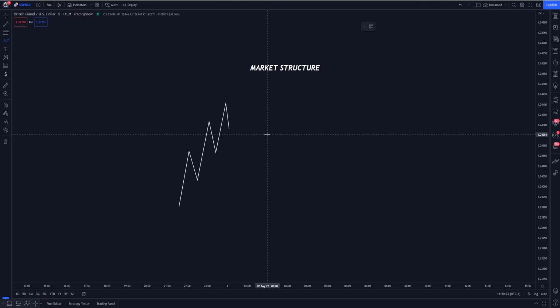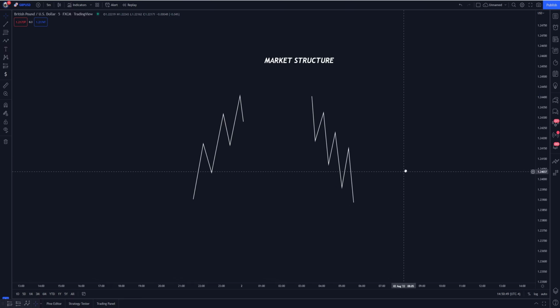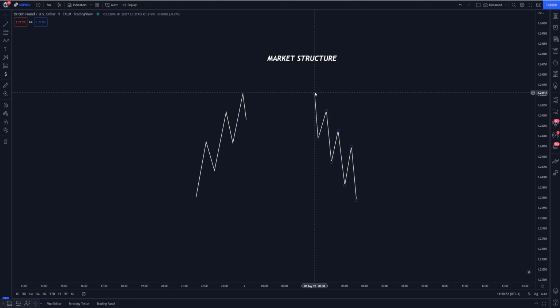When you want to identify a bearish trend, you would be looking for lower lows and lower highs. So this is what a lower low and lower high looks like. Lower low, lower high, lower low, lower high. When you see the market constantly creating lower lows and lower highs, you will know that the market is in a bearish condition.